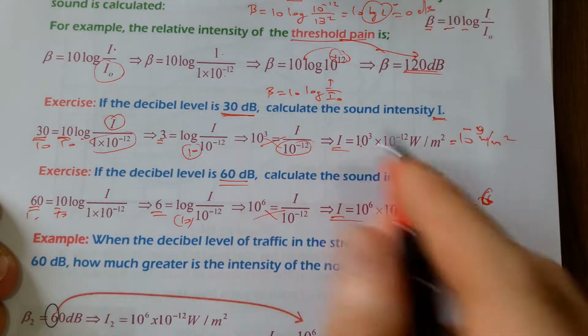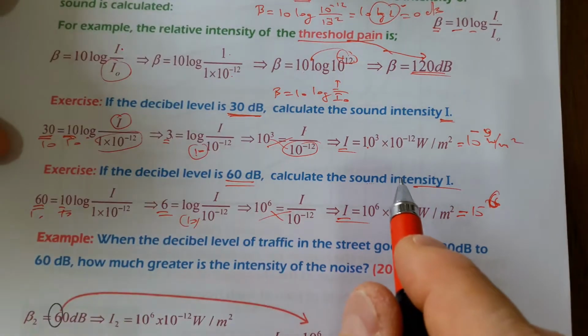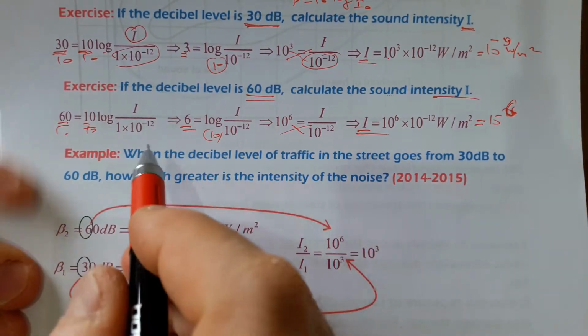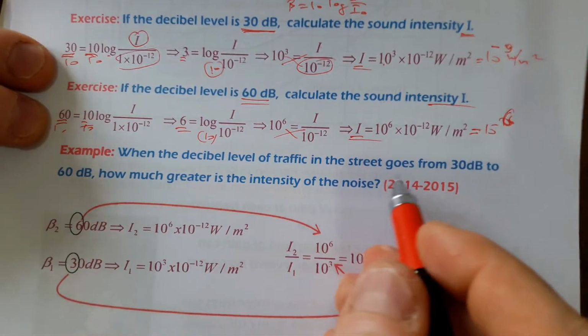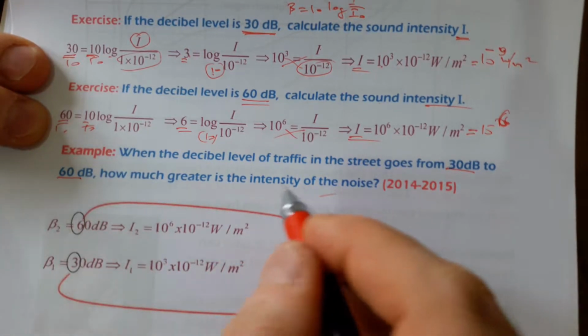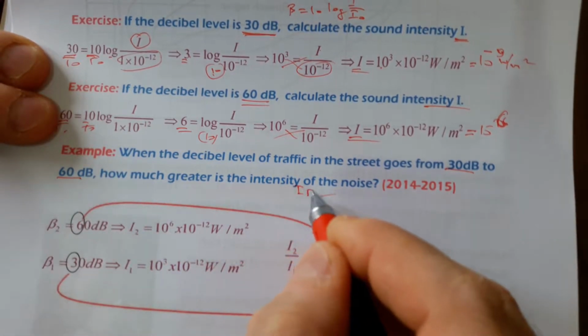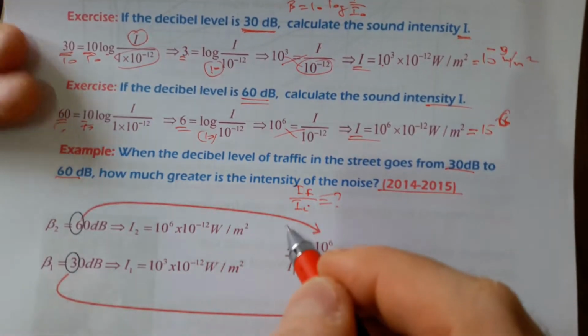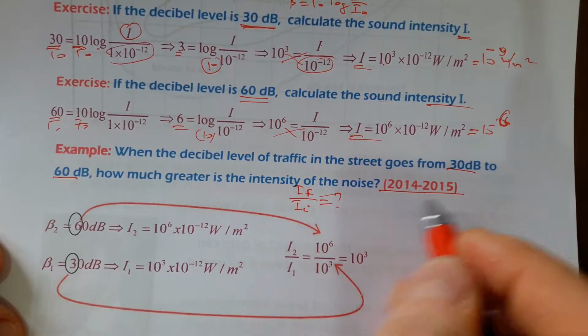But questions are generally not in this form. They are asked in another form, like this. It says, when the decibel level of traffic in the street goes from 30 decibel to 60 decibel, how much greater is the intensity of the noise? That is, it asks us to compare the final and initial sound intensity. This is a ministry exam question, 2014 and 15.